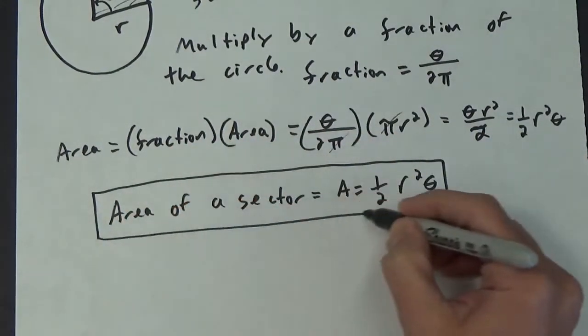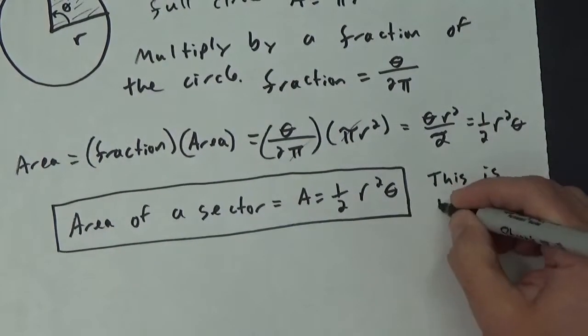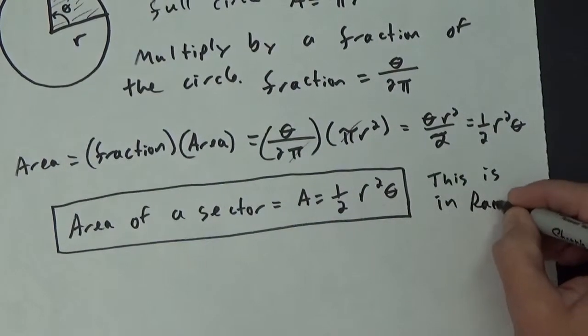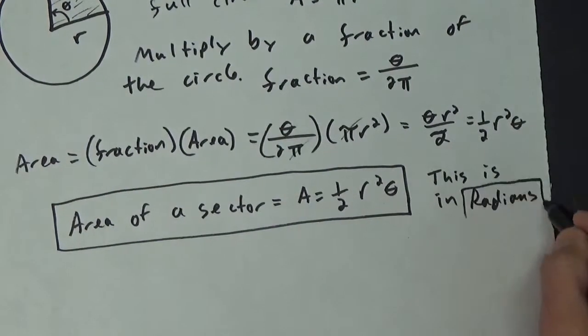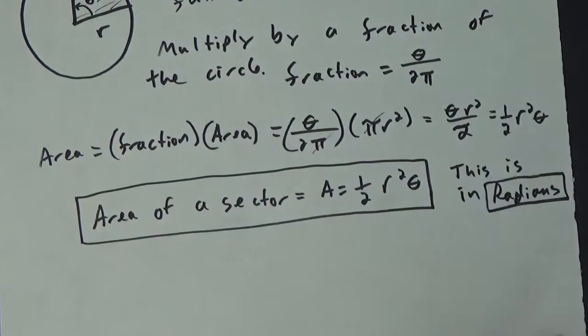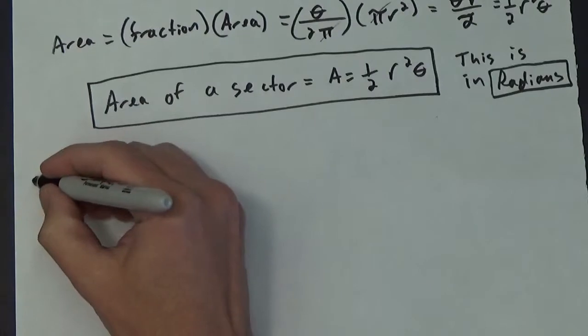And again, I'm going to stress this. This is in radians. Put a box around the word radians. So you've got to make sure you're in radian measure. So let's look at an example.